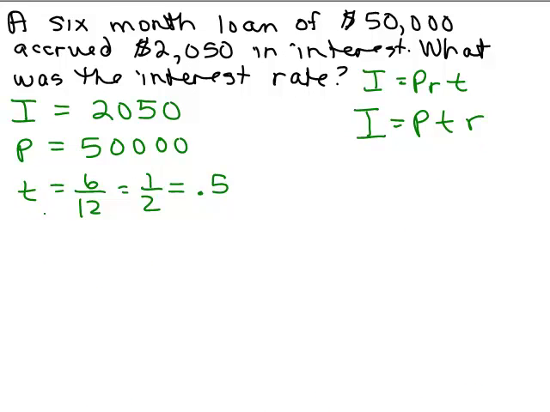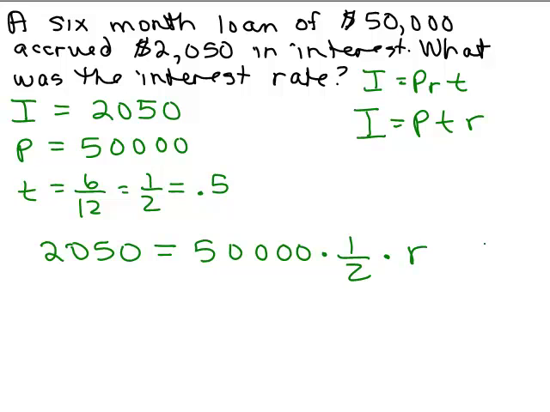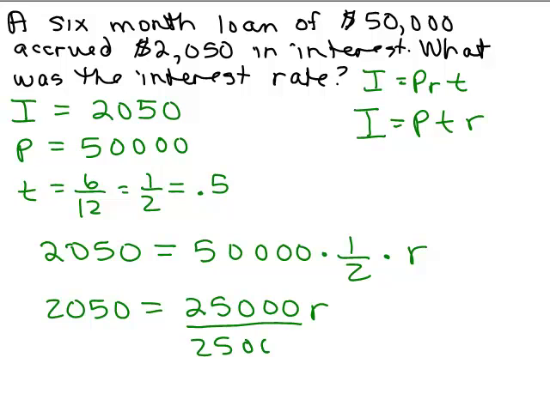So I'm going to plug in these numbers. Interest is the 2050. The principal is 50,000. The time is 1/2 or 0.5. I'm going to write it as 1/2 and then times R. Now it's pretty easy to take 50,000 times 1/2, so I'm going to do that. 2,050 equals, what's half of 50,000? 25,000 R. And so for this one to solve for R, we just go ahead and divide both sides by the 25,000.